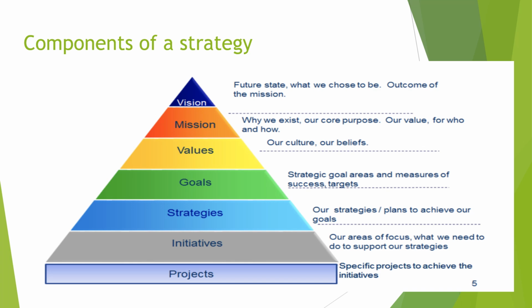Now we will see the components of a strategy. When we talk about the components of strategy, we definitely have, as I said earlier, vision, mission, values, goals, initiatives, and the final projects; those things we need to consider. Vision is about the future state, what we choose to be, the outcome of the mission. Mission is why we exist, our core purpose, our values of who and how, our culture, our beliefs; everything comes under the mission. So indirectly the values also merge here. Based on the values only, we create the mission.